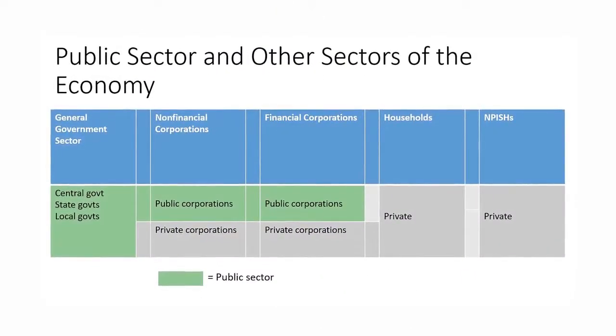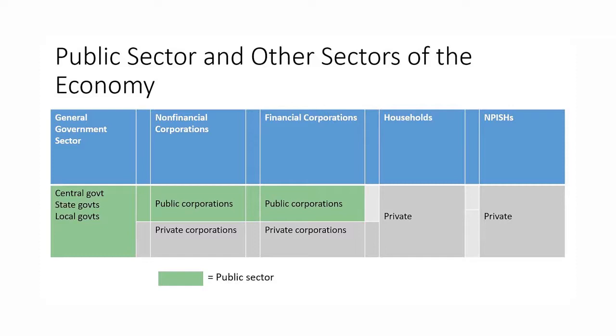We have here the five sectors of the economy: the general government, consisting of the central government, the state government, the local governments, and eventual social security. We come to this later. Then we have non-financial corporations. There we have to distinguish between public corporations and private corporations. The same for financial corporations, public and private ones.